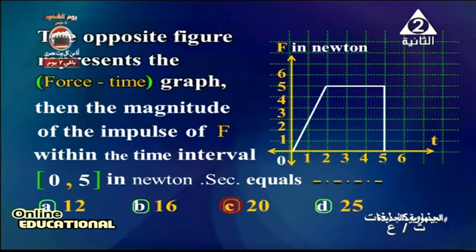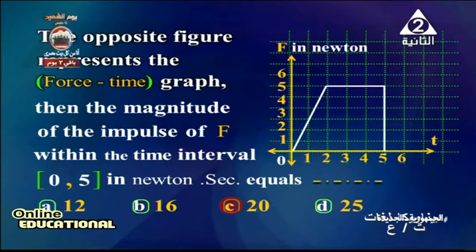Now student, if the force F acts on the body in the interval from 0 to 1, what is the impulse in this case? The impulse in this case equals the area of the triangle from t equals 0 till t equals 1. The area of the triangle equals half base times height. Half times 1 times 2 equals 1 square unit. In this case, the unit of the impulse equals Newton second.